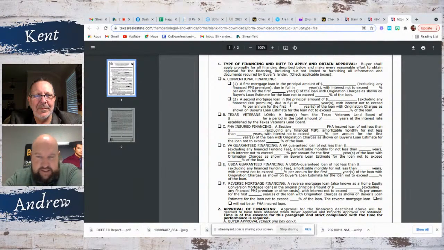Do it in full. Is it a 15-year, 30-year, 40-year? How many years are we doing it? With an interest rate not to exceed, you have to put a number in there, 3%, 4%, whatever number you're going to do per annum for the first 10 years, 15 years, 30 years, however long the loan is. Then origination charges as shown on buyer's loan estimate, not to exceed blank percent of the loan. You need to get those numbers from the lender, so don't just fill in fake numbers that you think would be fun to put in.